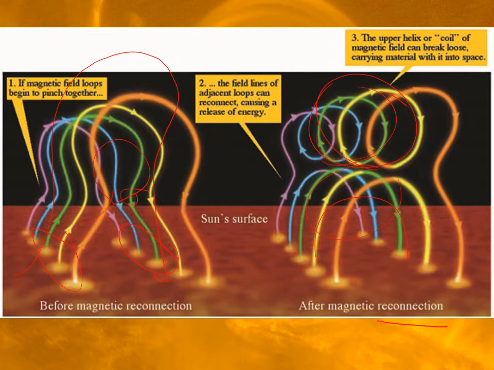When it reconnects like that, the edges of that closed off region start moving away, and now you have a smaller loop in there. That releases a lot of energy when that happens. And so this magnetic reconnection releases an enormous amount of energy. Remember, solar magnetic fields are very, very strong. Well, it turns out you're probably familiar with this magnetic reconnection and you don't realize it.